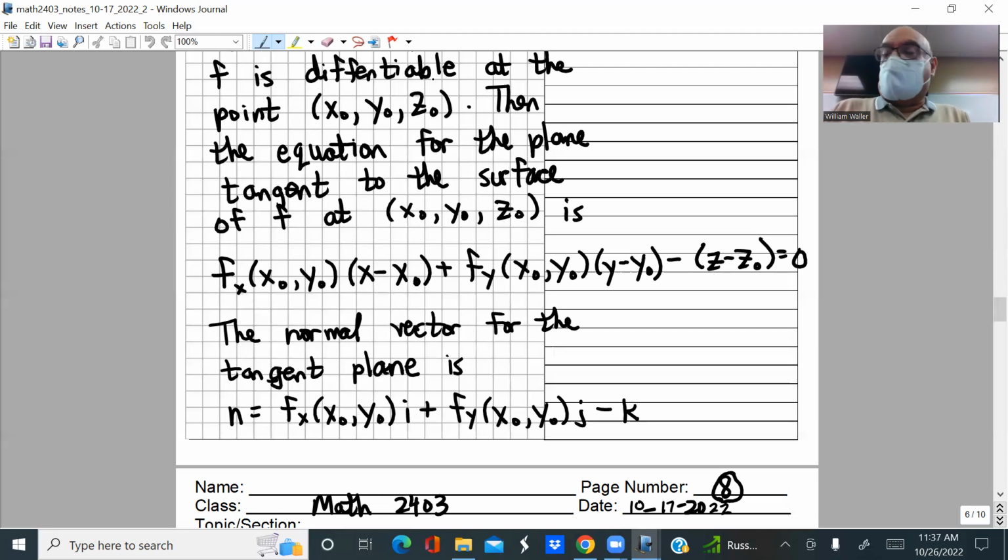That's certainly a formula that you may want to include on your survival card if you can't remember it, but it's pretty easy to remember.